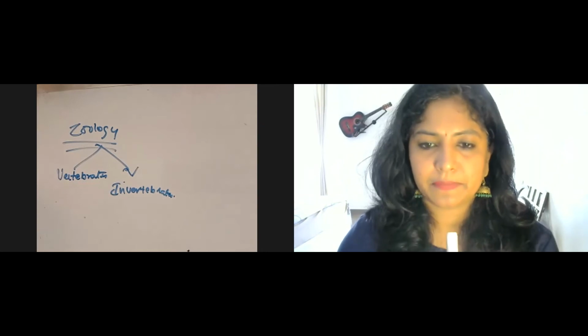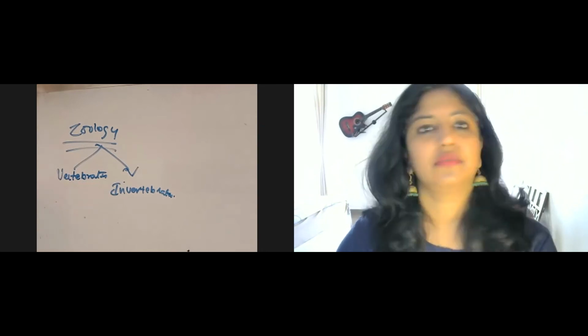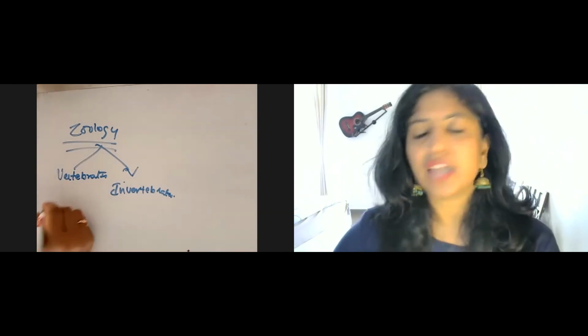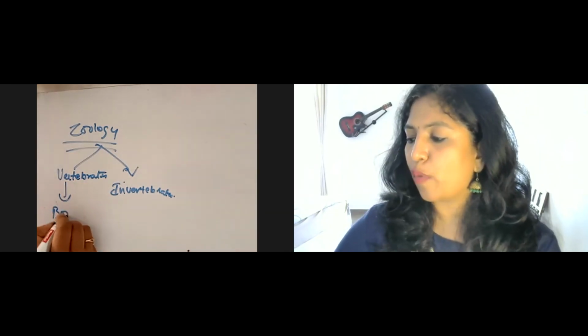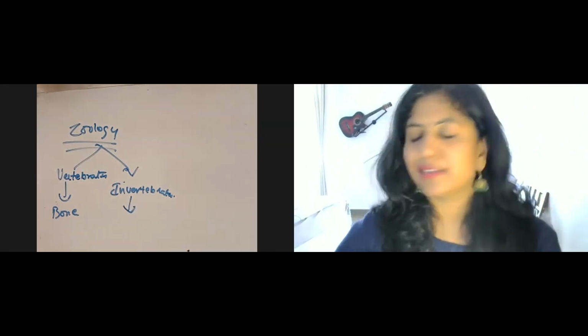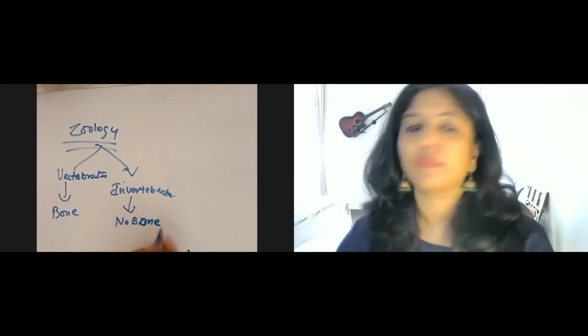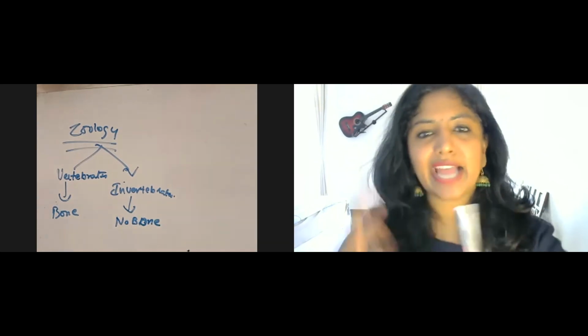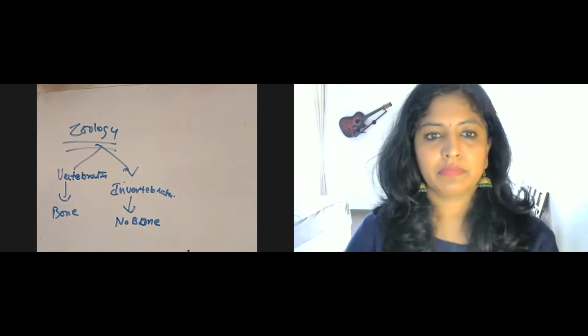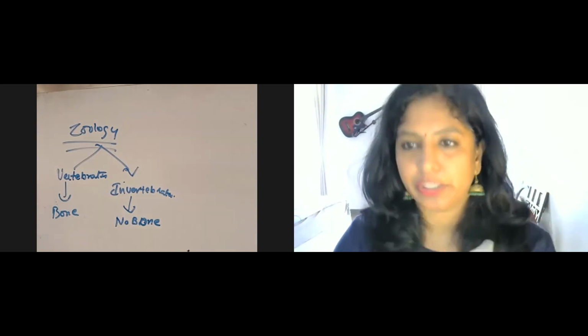So what's a vertebrate? What's a vertebrate? Come on. We learned it in our school. Anything that has a bone is called a vertebrate. Anything which is boneless, no bone, is called an invertebrate. Okay. So any animal which has a bone, that's a vertebrate. Any animal which does not have a bone is an invertebrate.